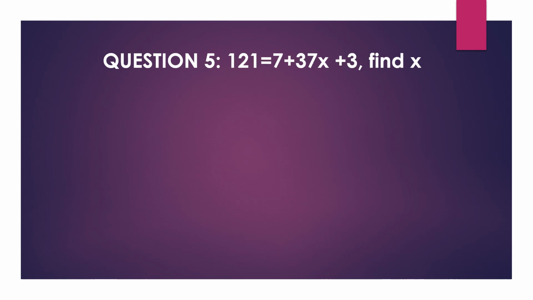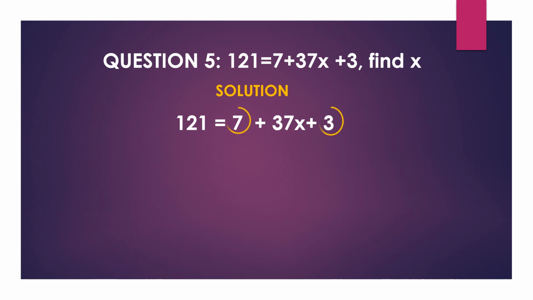In question 5, 121 equals to 7 plus 37x plus 3. Find x. Solution. 121 is equals to 7 plus 37x plus 3. Now let's add 7 and 3, which are like terms, so that it will look like the previous one. So we say 7 plus 3, we end up having 121 equals to 10 plus 37x.